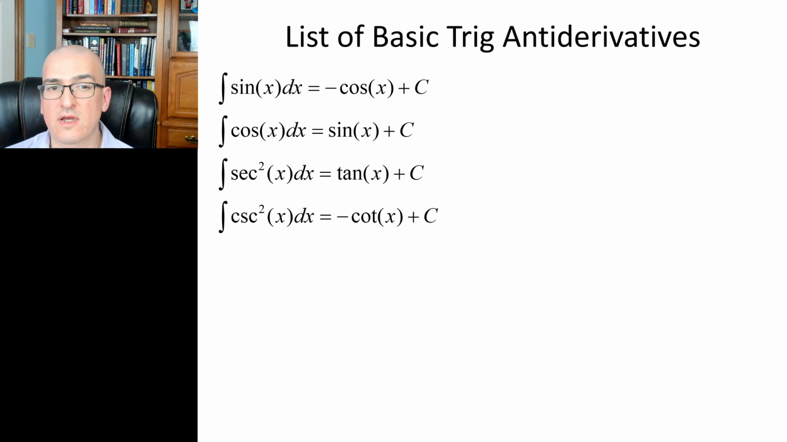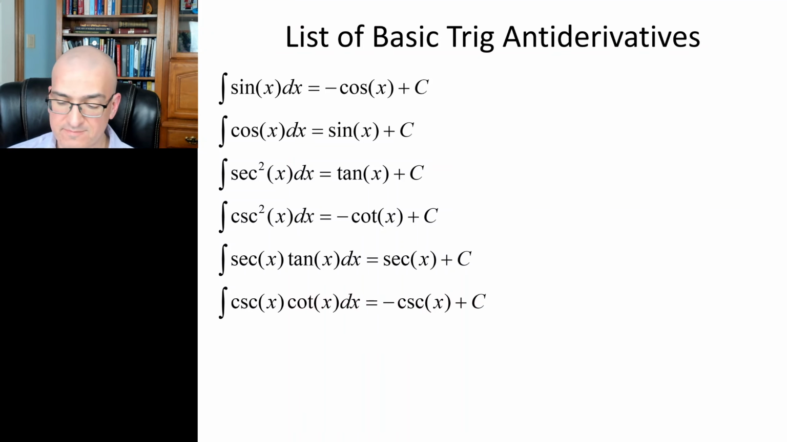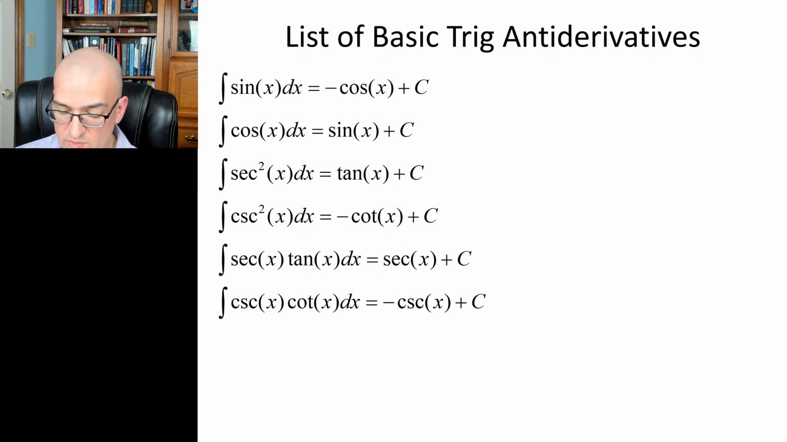See how it works? We're answering the question backwards. What do you take the derivative of in order to get this? Sometimes we need to attach an extra minus sign to it to take care of the minus that will come out when we take the derivative. The derivative of secant is sec x tan x, so the antiderivative of sec x tan x is secant. And it's the same for the cosecant cotan.